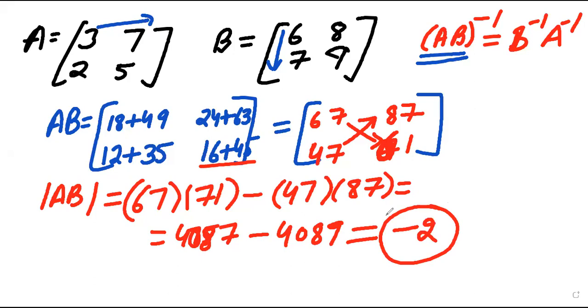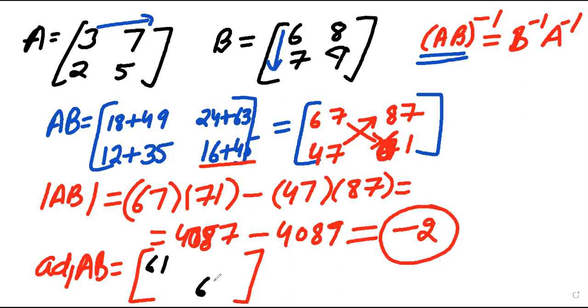So now can we solve it? We first find out the values here. Adjoint of AB, that will give you here, change the values, that is equal to 61, 67, and here minus 87, and here minus 47, and divide by minus 2. Clear?